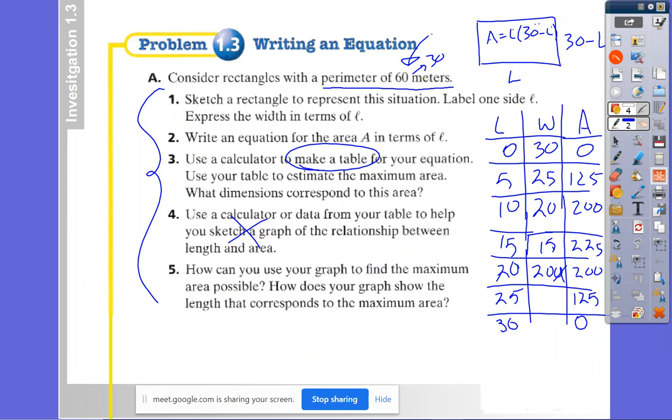So right now I know the maximum area is 225 with a square, a 15 by 15 square. And my x-intercepts, the solutions or roots of the equation, are going to be 30 and 0. Are there questions so far? Nope. All right. Love it.